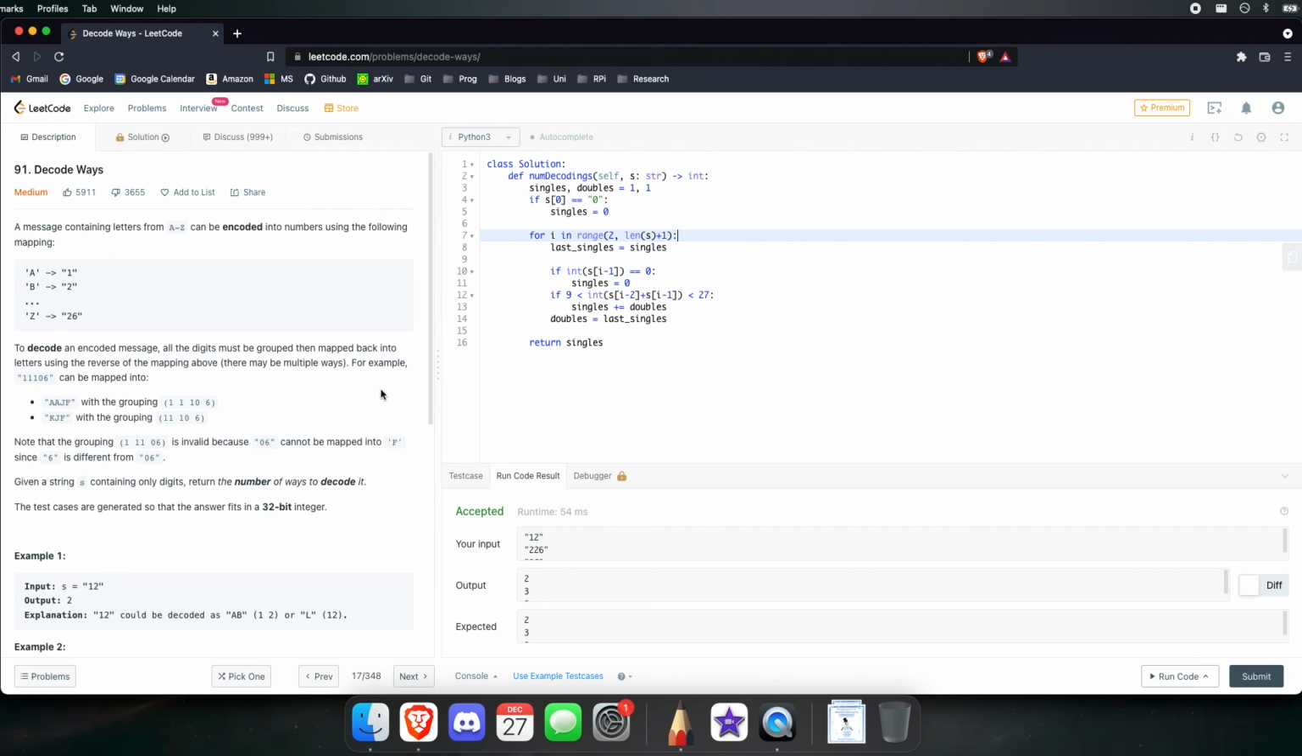So if that's the case, then make sure you really work on it to understand why it works and the importance of keeping track of the singles and doubles.